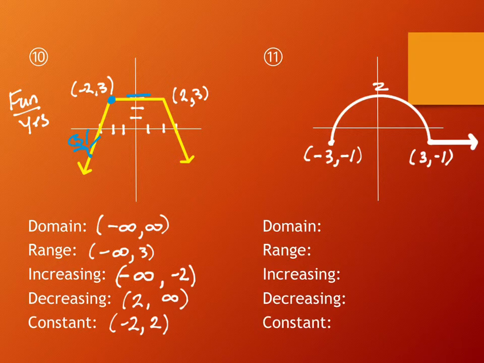Okay, that's the graph. Is it a function? Yes, it passes the vertical line test. What's its domain?